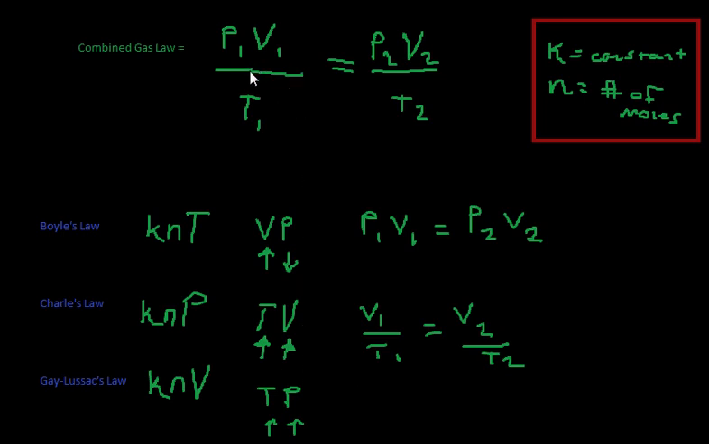So we could go up to our equation. We look at what's constant, and what's constant is volume. So we could cross out volume. And what it would leave us with would be pressure over temperature, and then same thing for our ending amount. And that's about it.